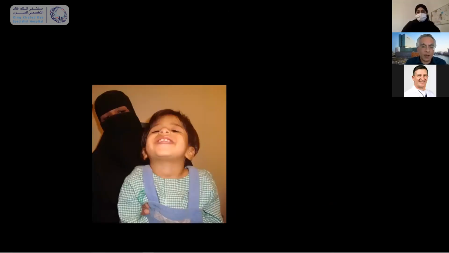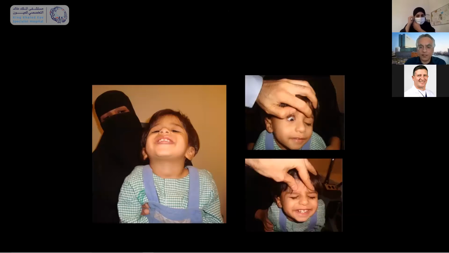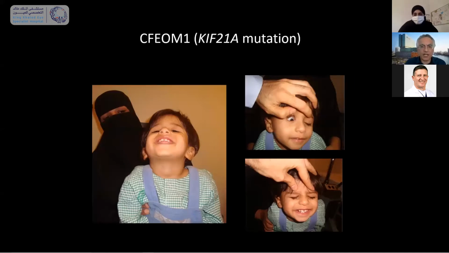Now here's a boy. The eyes are infraducted. He's got ptosis. You can see that he can't lift the eyes up, and this is just using the frontalis. This patient also, when he tries to look up, the eyes adduct. This child has the classic phenotype of congenital fibrosis of the extraocular muscles type 1. This is from KIF21A mutation.